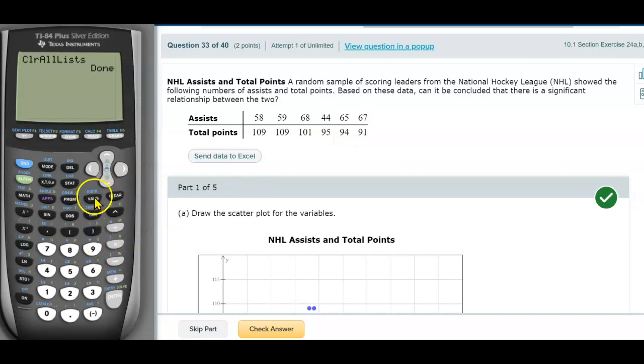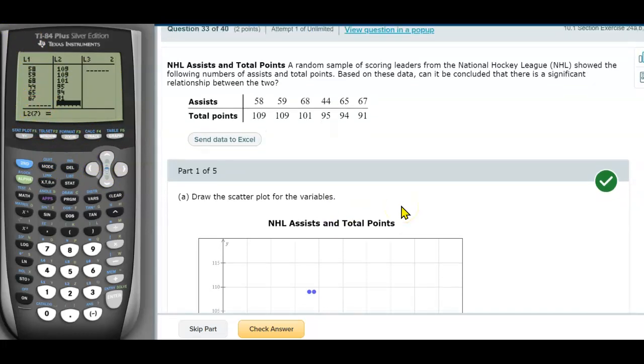I'm going to go to stats and then edit, and then I'm going to fill up L1 with the X's, so it's going to be 58 and so on here. So that's the assists. On L2, I'm going to enter the total points, which is 109, and so forth, right? I'm going to stop the video again and fill up all the numbers on L1 and L2. Okay, I'm done with the table.